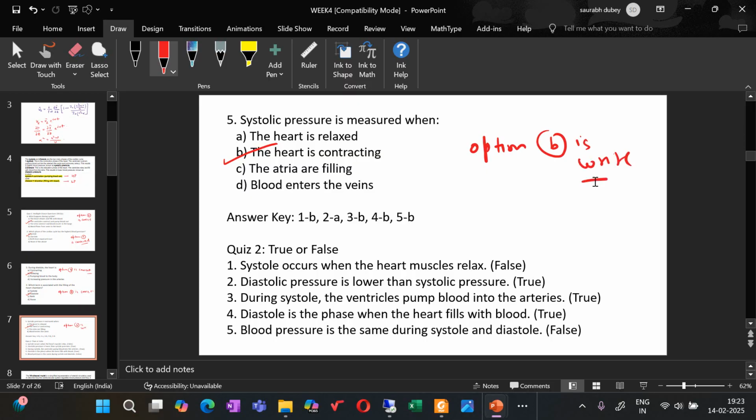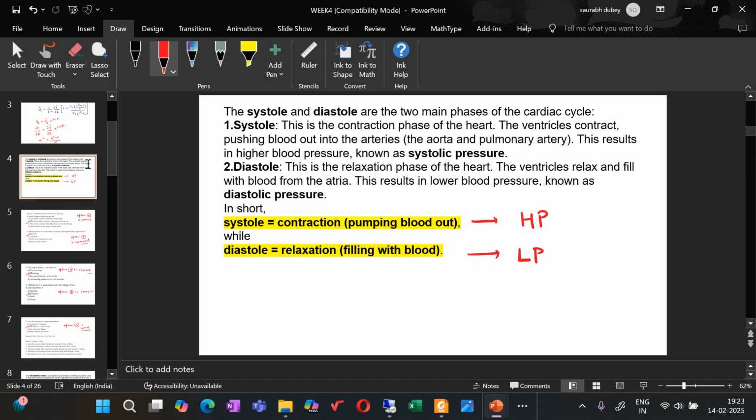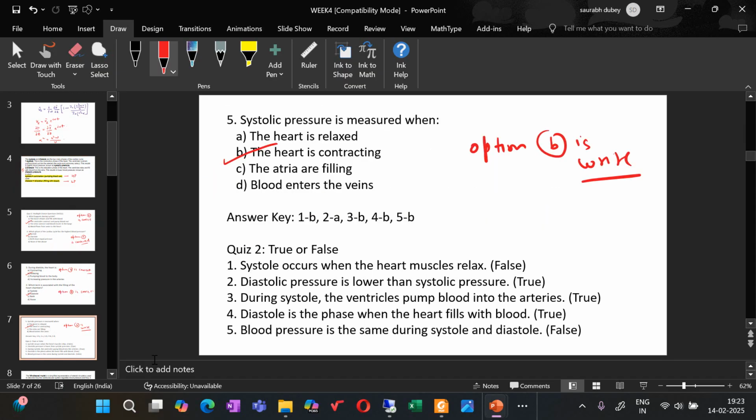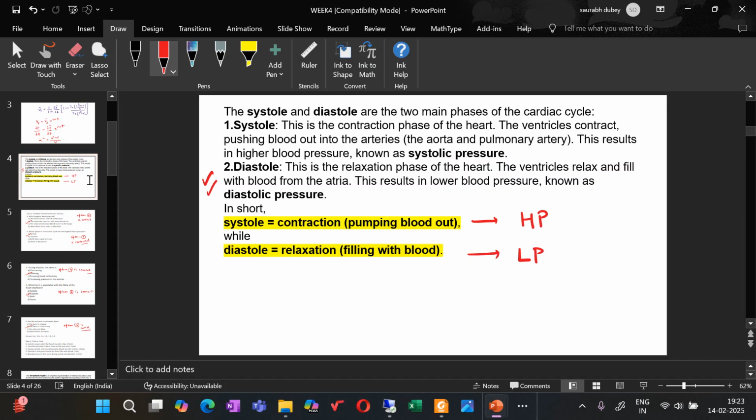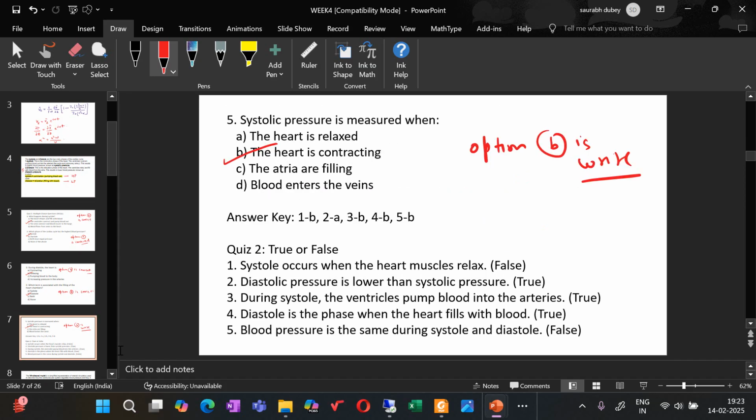So these are some questions based on true false, based on the same concept. Out of this particular concept, we solve around 5 to 6 questions. If you see, these are some very easy questions. Systole occurs when the heart muscles relax. Is this false or true? If you saw that it is for contraction, so false. Diastolic pressure is lower than the systolic pressure. This is true. We have already written systolic is the higher pressure and diastolic is the lower pressure. So this is correct, right?